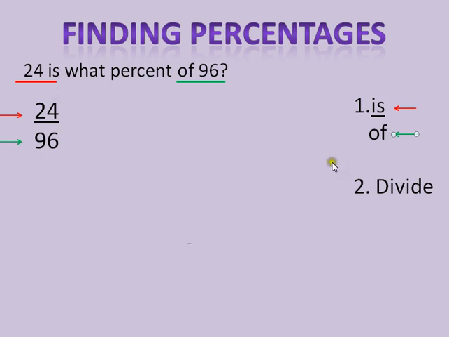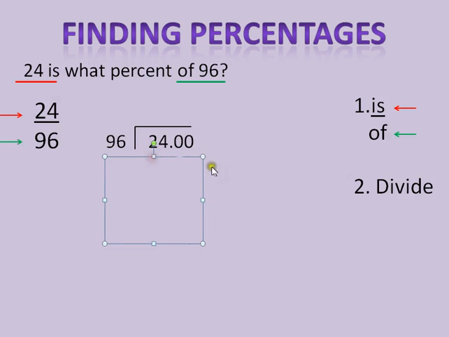Then I'm just going to divide. The first thing I'm going to do is set up this division problem: 24 divided by 96. Now 96 is much bigger than 24, so I'm going to have to use some decimals. 96 doesn't go into 2, it doesn't go into 24, so I put my decimal and move it up top here, but it goes into 240 2 times.